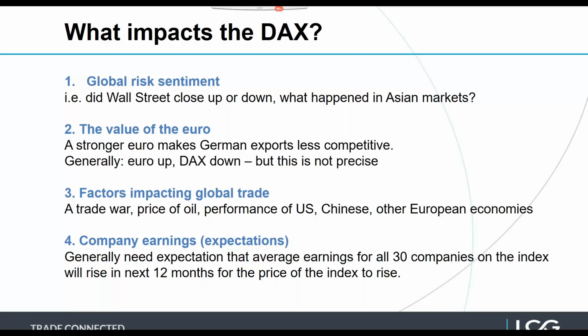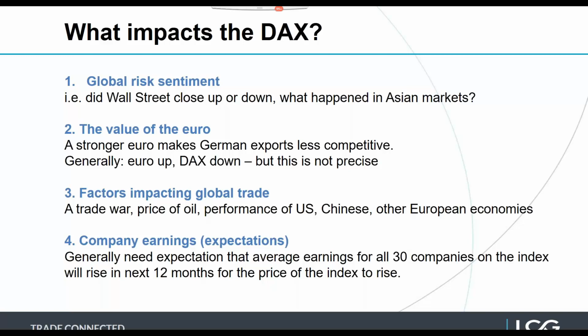If these markets are suffering, they're not going to demand German goods as much, and so the likely earnings of these companies, which at the end of the day is what's underneath this index, these 30 companies, the expectations for those earnings are going to drop. So on to that point, company earnings: generally we need the expectation that average earnings for all 30 companies on the index will rise in the next 12 months in order for the price of the index to rise.